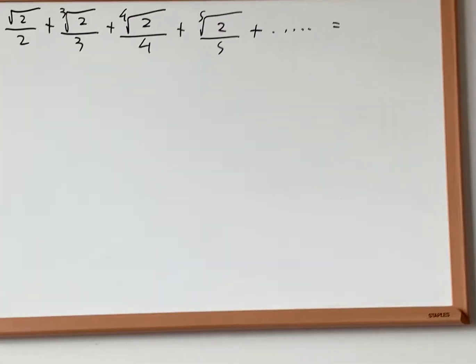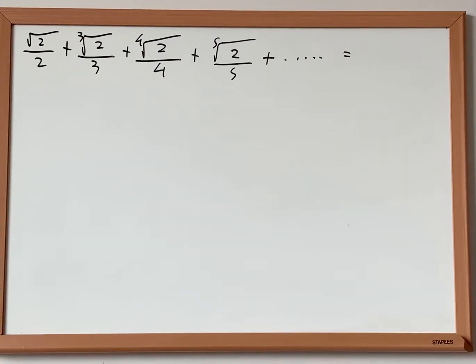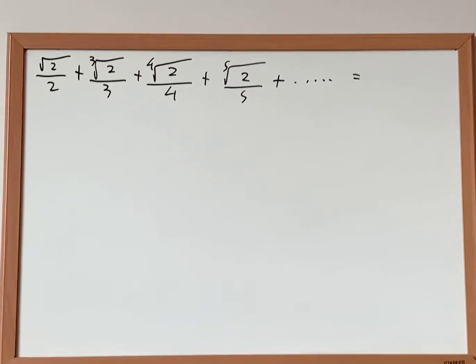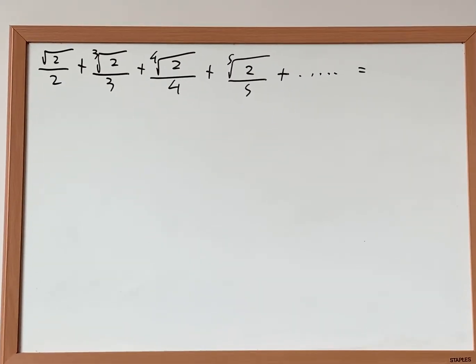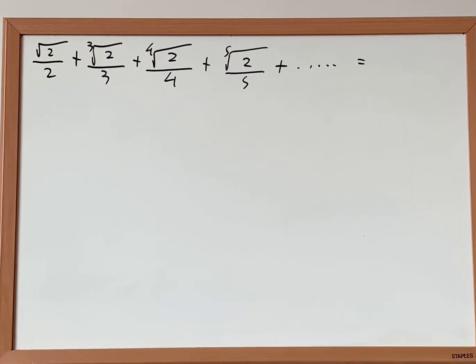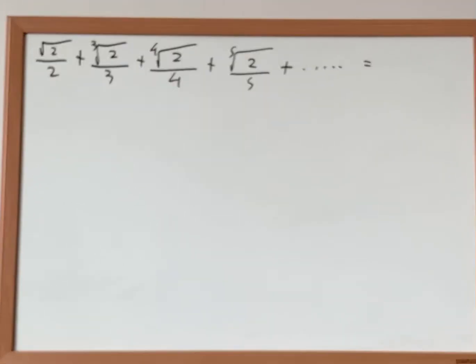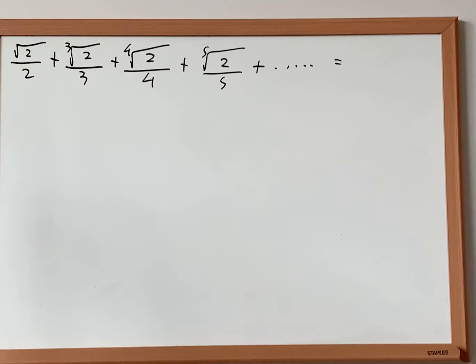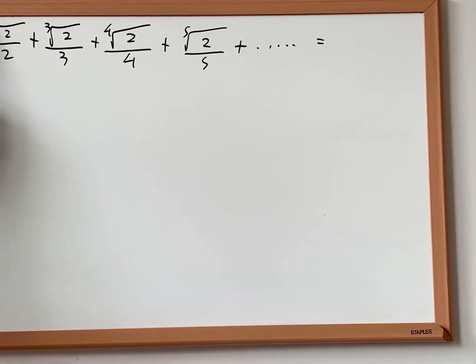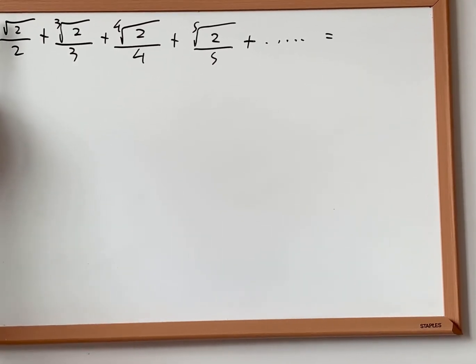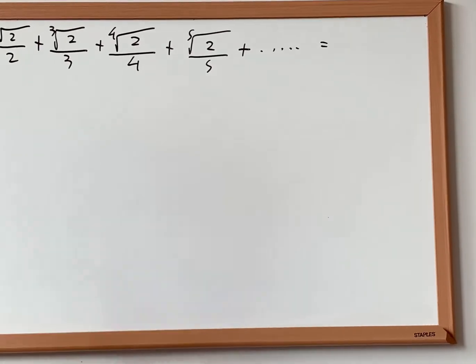So if you have this series, we don't know the formula, but the terms are square root of 2 over 2, the third root of 2 over 3, the fourth root of 2 over 4, and the fifth root of 2 over 5. So if you can see, the power of the radical is increasing by 1.